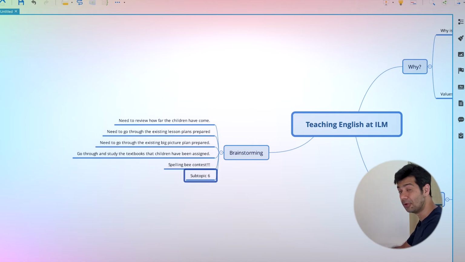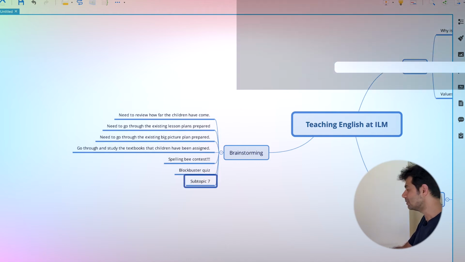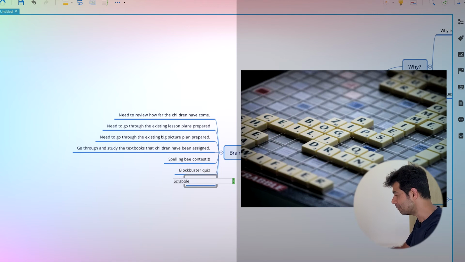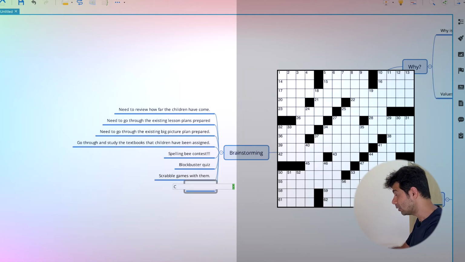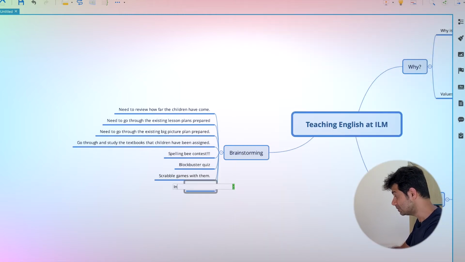I could do a blockbuster quiz around English. I love Scrabble and crosswords. So Scrabble, I'm going to play Scrabble games with them. That'll help them with the spelling. I'm going to introduce them to crosswords, especially cryptic crosswords. When I first was able to crack my first cryptic crossword, I felt so good about it. So yeah, cryptic crosswords, they're just it, you know.